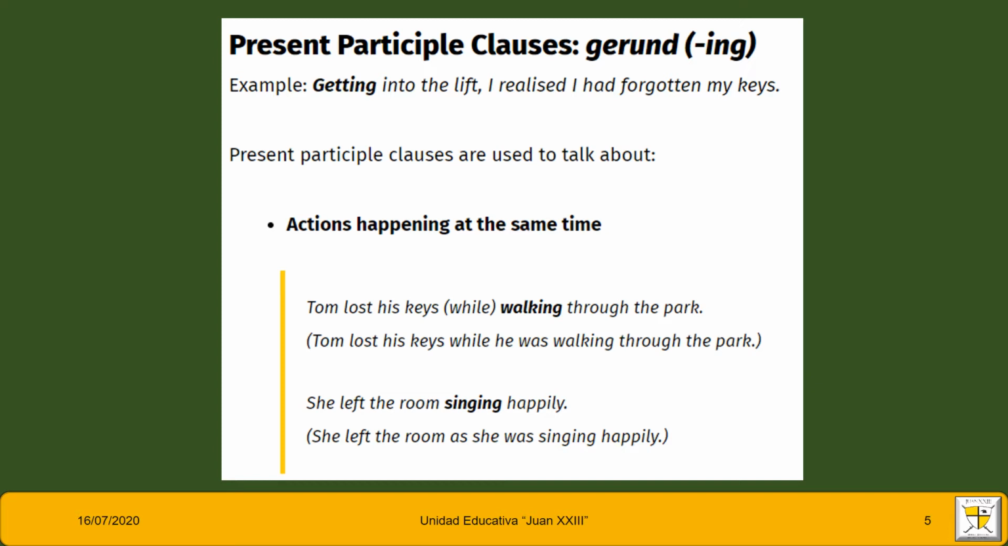Example: Getting into the lift, I realized I had forgotten my keys. Present participle clauses are used to talk about actions happening at the same time. Tom lost his keys while walking through the park. Tom lost his keys while he was walking through the park. She left the room singing happily. She left the room as she was singing happily.